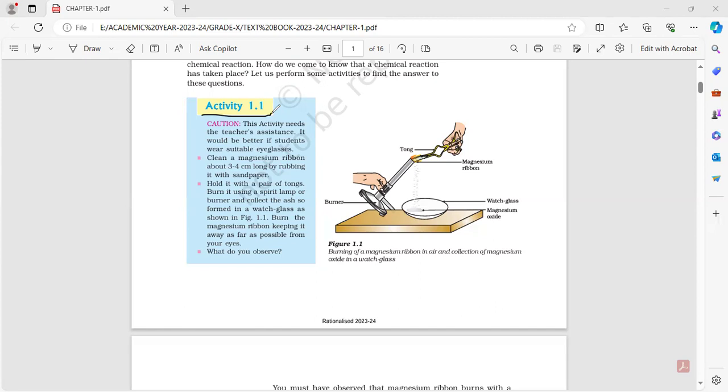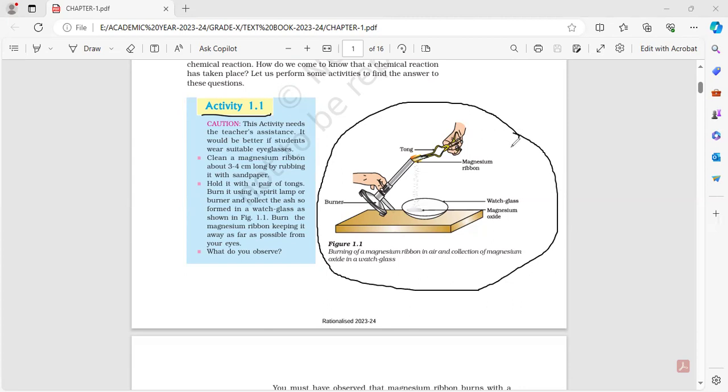And one more point: the activity video has been given in the description. The link has been given in the description. You may watch it after the explanation. That will give you a clearer and better understanding of the chemical reaction which is taking place.